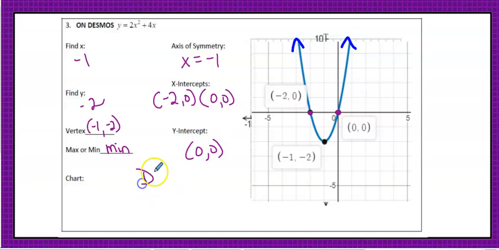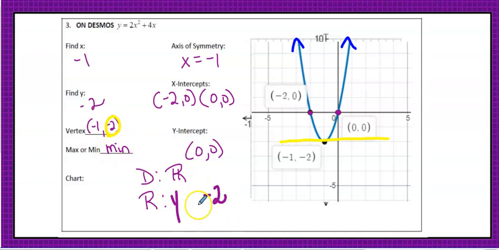The domain, all real numbers every time. The range, okay, let's look at where the graph stops. It stops right here. That is at -2. Again, that matches this number right here. So you're always going to have a y, and then you're going to have whatever that y value is, -2.